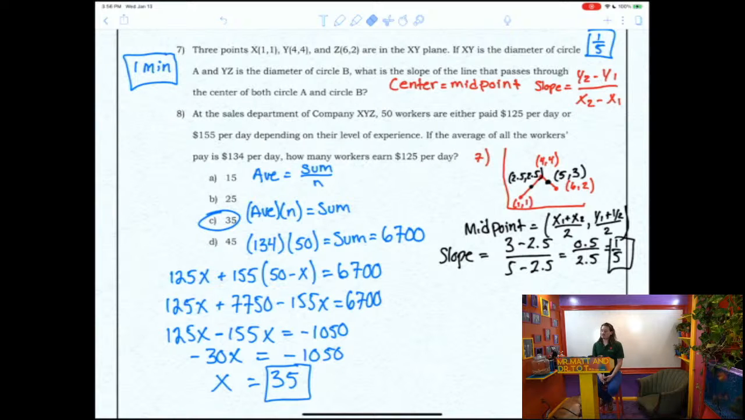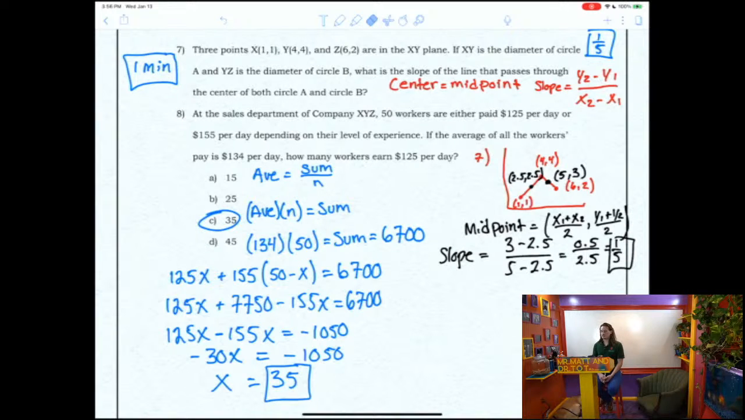So we're trying to find the slope of the points 2.5, 2.5 and 5, 3. If I put that into the slope formula, I'm going to get 3 minus 2.5 divided by 5 minus 2.5. 3 minus 2.5 is 0.5. And 5 minus 2.5 is 2.5.